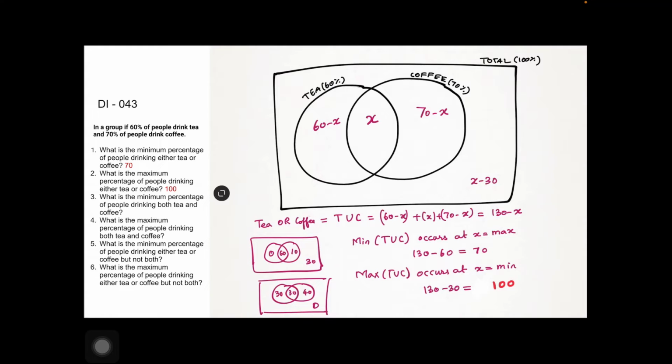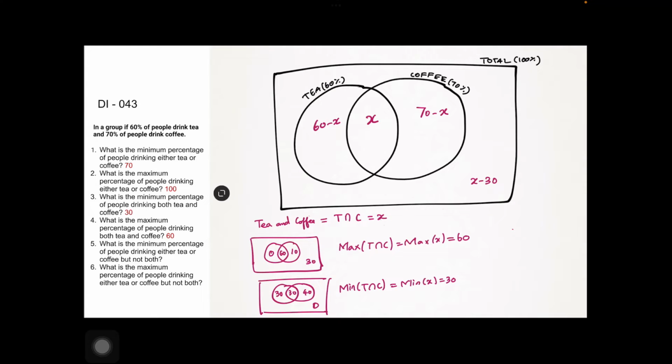The first 2 questions we have done. Now the third and fourth questions. Third and fourth questions are relatively easy because what they are asking is what is the minimum percentage of people drinking both tea and coffee, which means people belonging to both tea circle and the coffee circle, which is the overlapping region. And the overlapping region is nothing but x, and we know the minimum value of x is 30 and maximum value of x is 60. So minimum percentage of people drinking both tea and coffee is 30, maximum percentage of people drinking both tea and coffee is 60. So the second set of questions, third and fourth, are relatively easier.